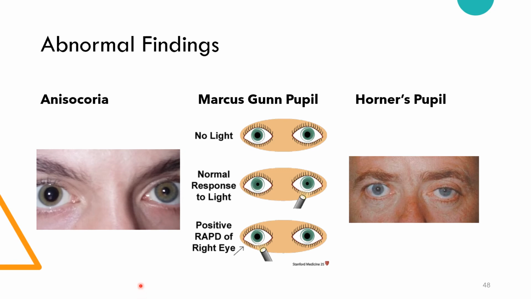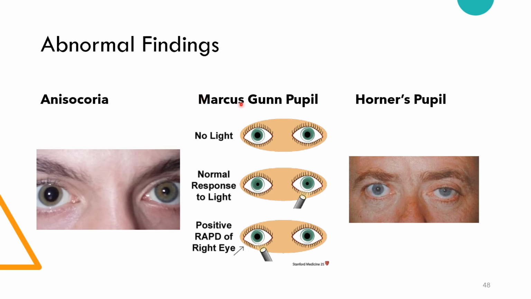Here are a few abnormal findings when we're doing a pupillary assessment. On the left, we have anisocoria, or unequal pupils. Here we can tell this patient has one very large pupil and a very normal pupil. And this can happen for a number of reasons: concussions, swelling on the brain, and so it should be brought to a physician's attention immediately.